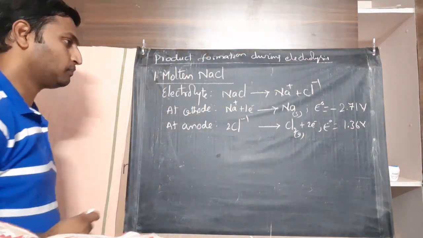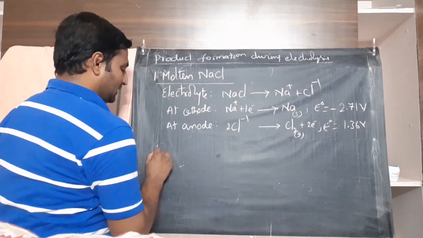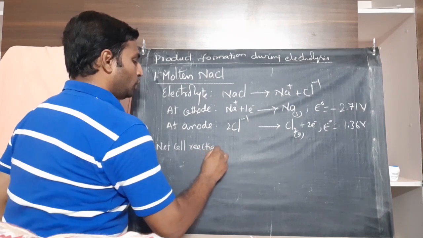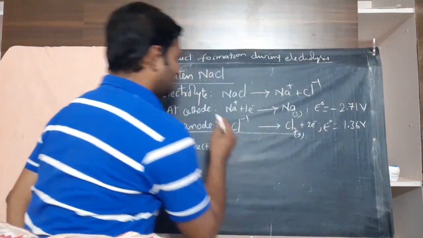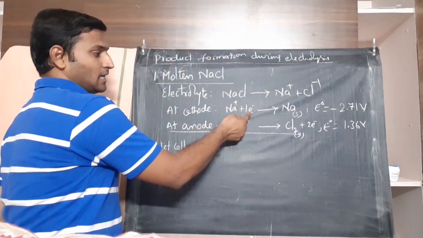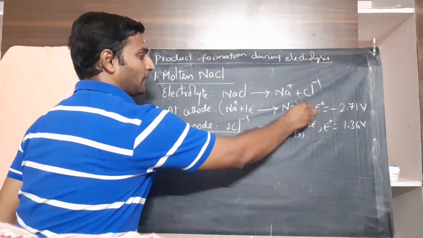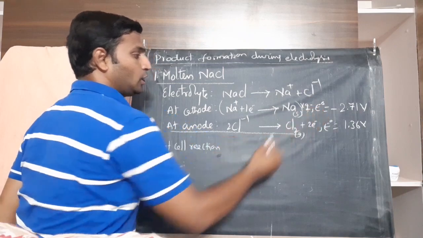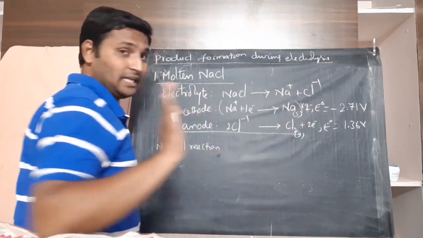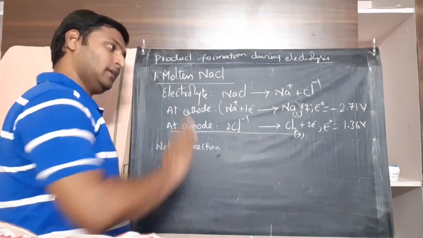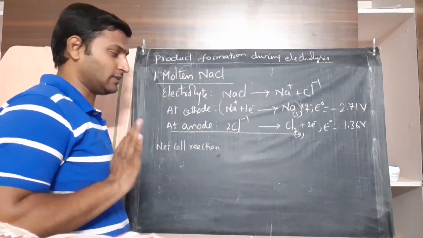Okay. Now, the net cell reaction. To get the net cell reaction, please understand, here there is 1 electron in reduction, but there are 2 electrons in oxidation. So you will have to multiply the whole reduction equation by 2. But electrode potential is an intensive property, so it does not change accordingly. Okay, it is minus 2.71 volts.